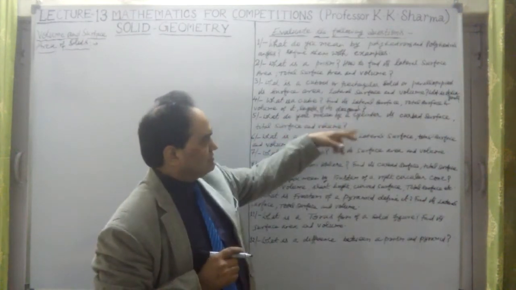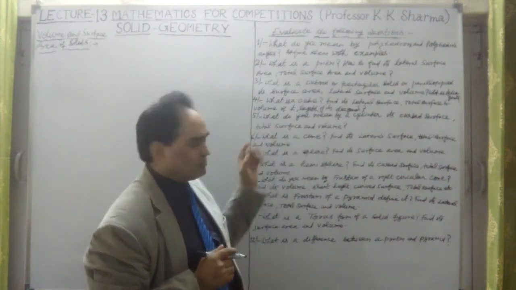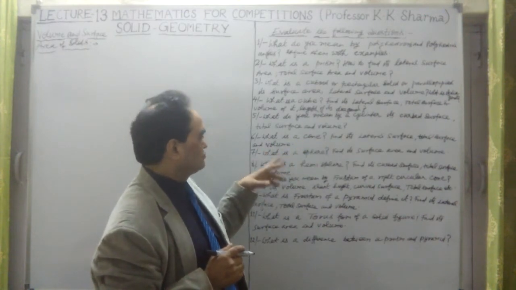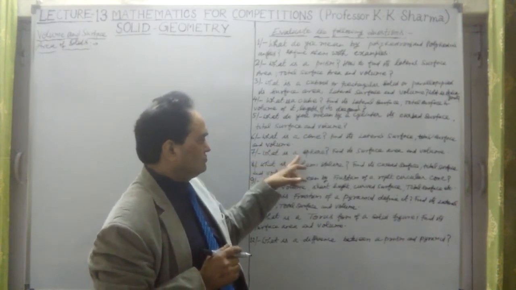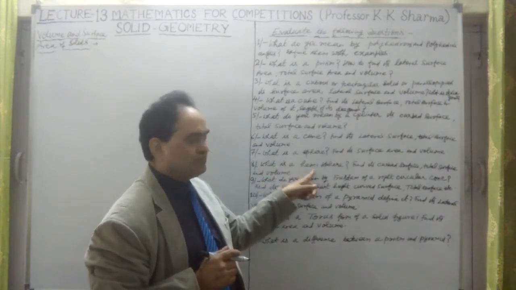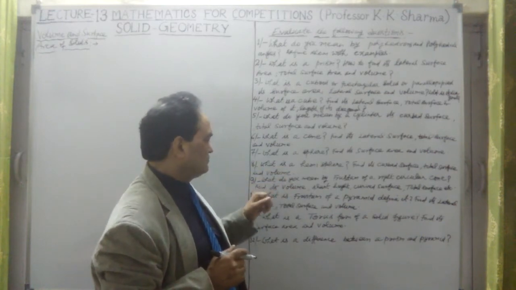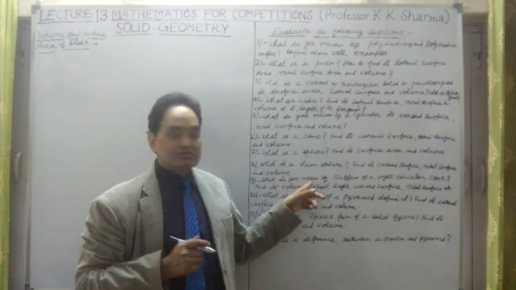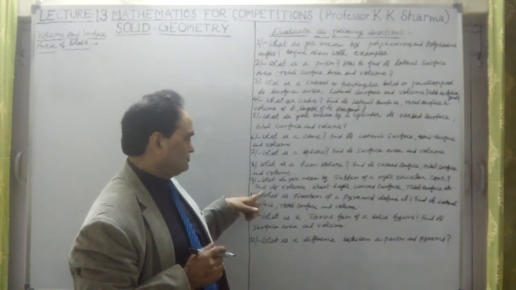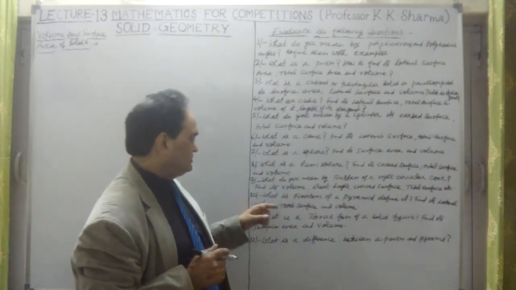Then what do you mean by a cylinder? Its curved surface area, total surface area and volume, we will talk about. What is a cone? Find its lateral surface area, total surface area and volume. What is a sphere? Find its surface area and volume. What is a hemisphere? Find its curved surface area, total surface area and volume. What do you mean by a frustum? Then the frustum of a right circular cone, find its volume, slant height, curved surface area, total surface area, etc.